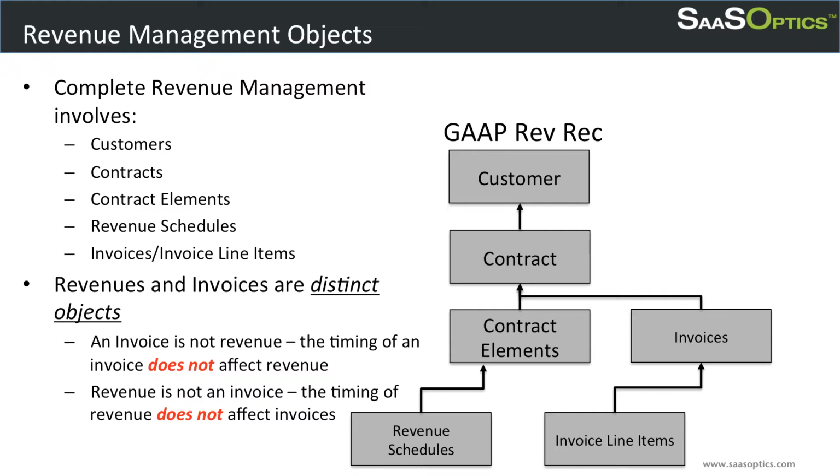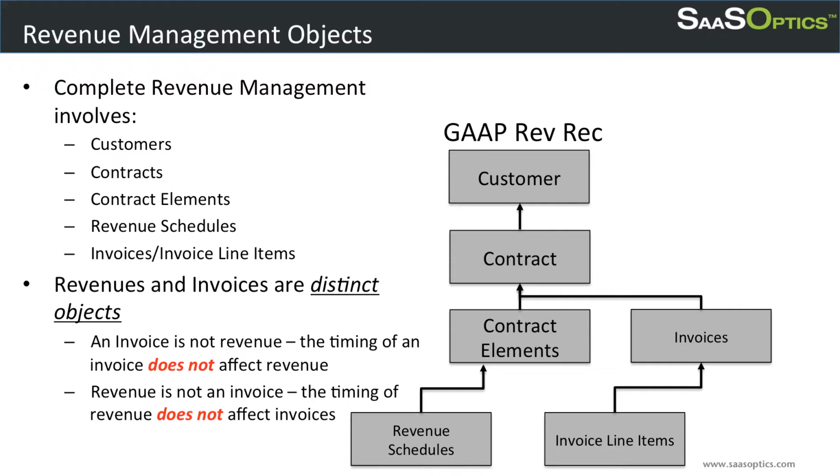Really important concept here: revenues and invoices are distinct objects. I could say this 500 times in this presentation, and hopefully you'll finally get it. But if you don't get it, you'll struggle enormously with SaaSOptics or any other system that's doing revenue management. An invoice is not revenue, and the timing of an invoice does not affect revenue. This is an essential concept with accrual accounting. The revenues are earned as the solution is delivered. It doesn't say the revenues are earned as the solution is delivered when invoiced. It's just that the revenues are earned as the solution is delivered. So an invoice is not revenue, and the timing of invoices does not affect the recording of revenue.